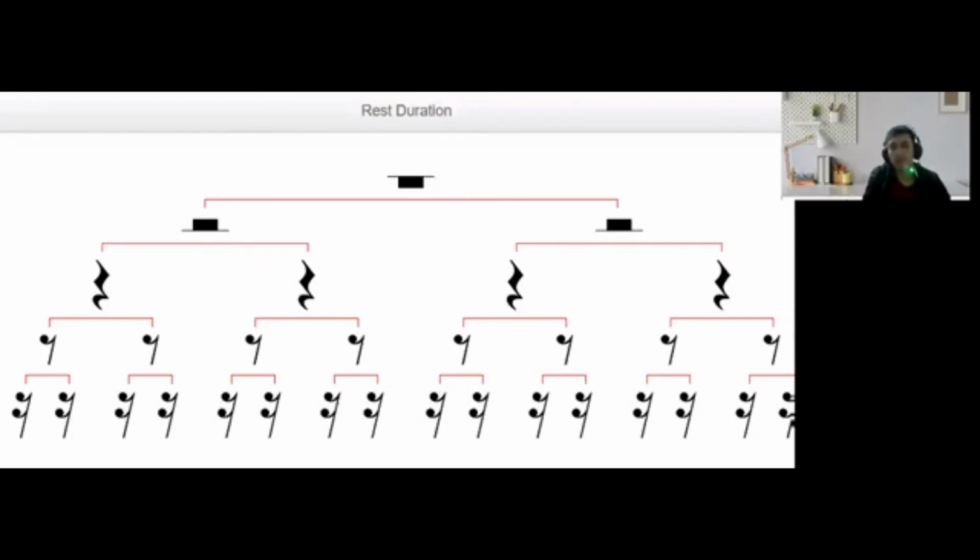So that would be all for today. That's the relationship of these rest symbols with each other.